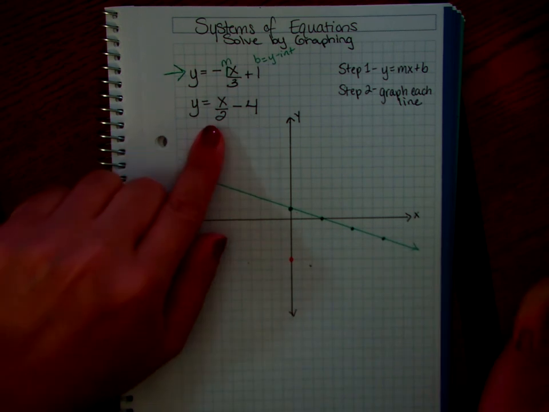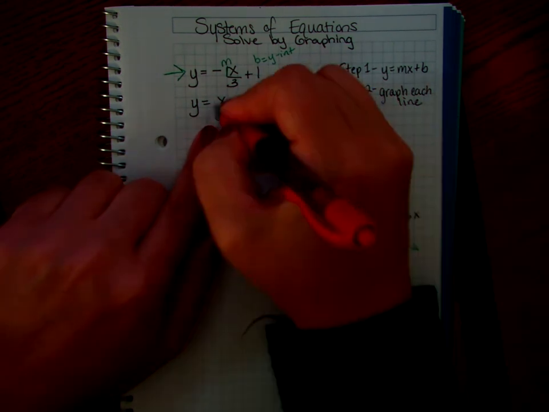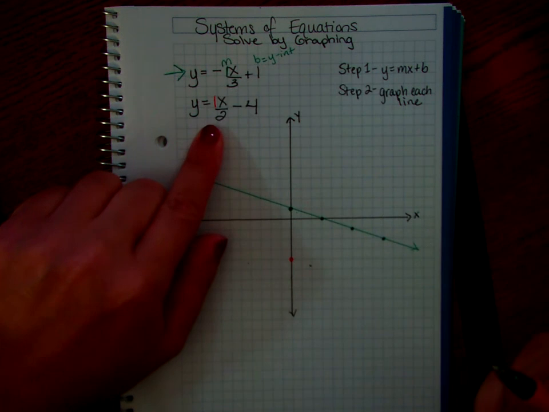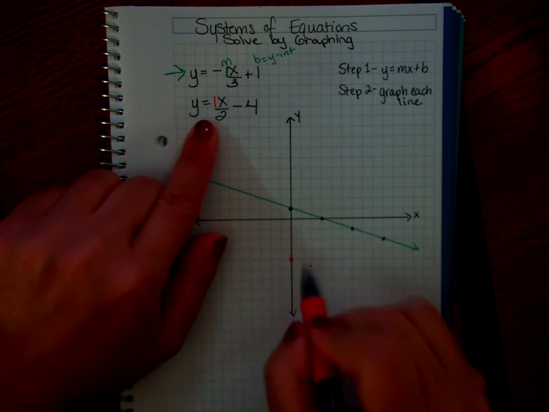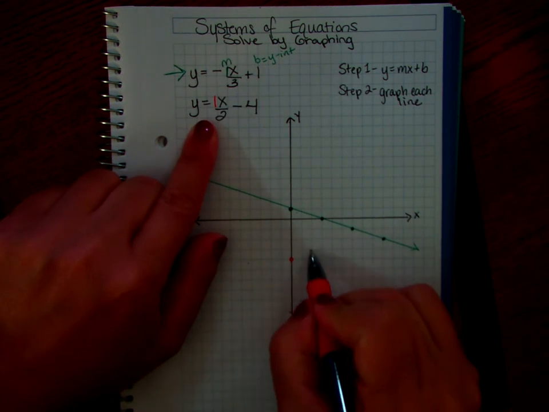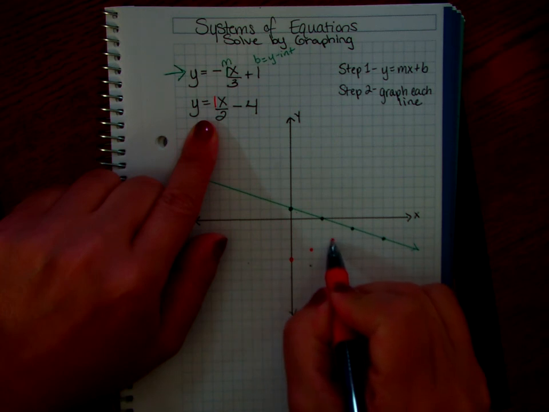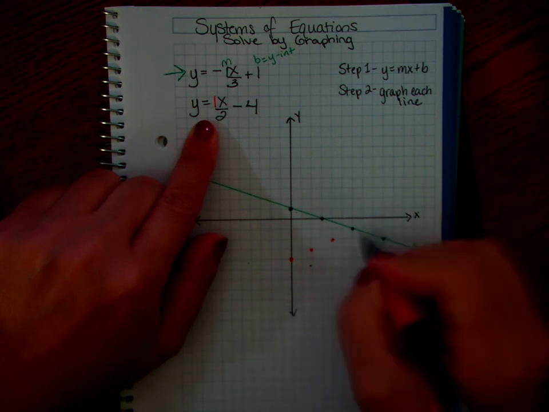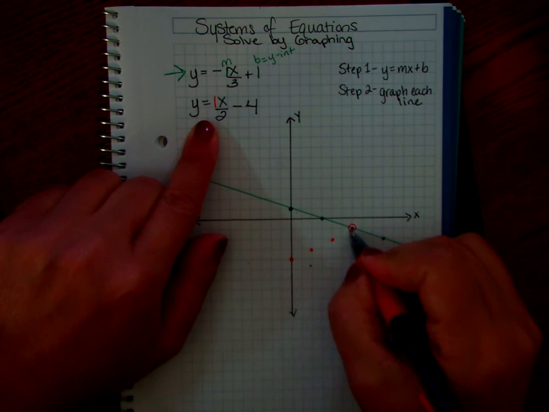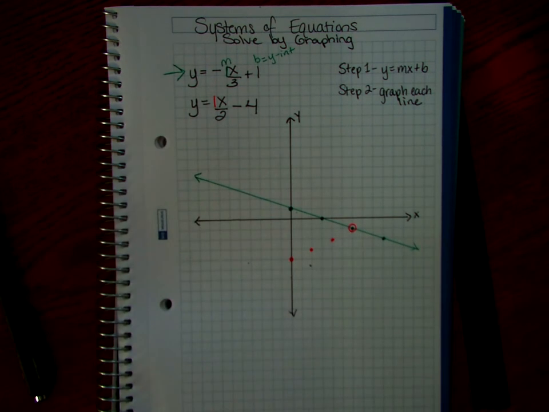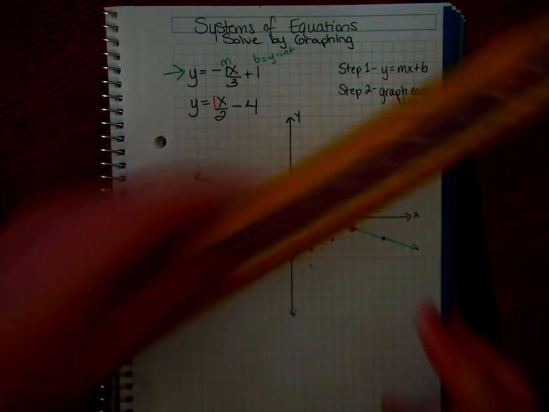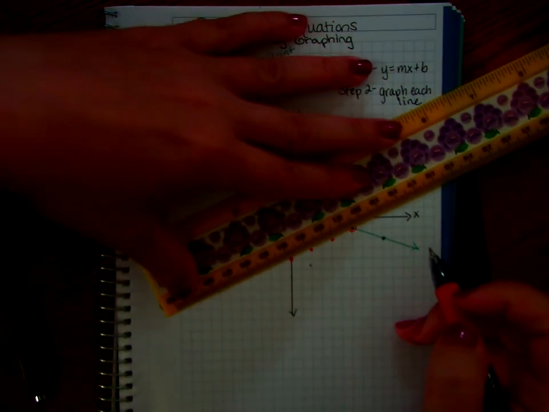Now, again, with the x, there is a 1 in front of it. So it's 1/2 and it's positive. So I go up 1, over 2. Can do it again. Up 1, over 2. Up 1, over 2. I see that they share that point together. So we're going to draw this line.